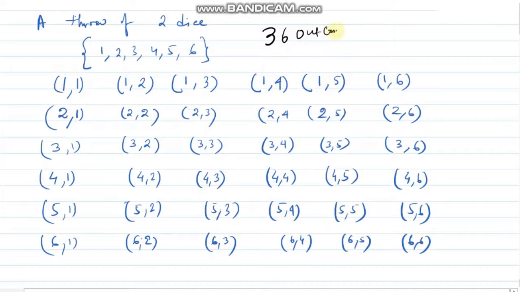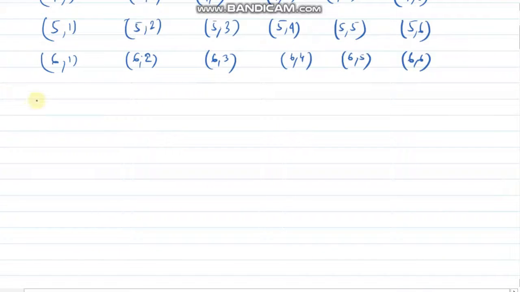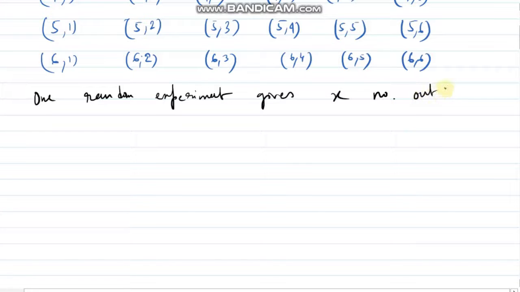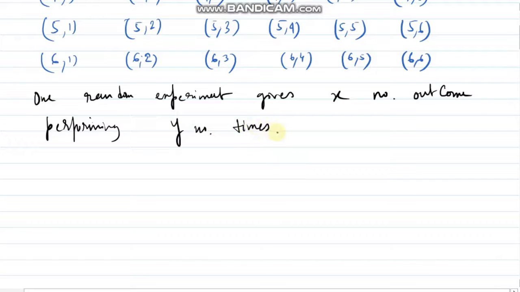So where do these 36 outcomes come from? Just note this down. If one random experiment gives X number of outcomes, then if I perform that random experiment Y number of times, my total number of outcomes will be X to the power Y. Like if I throw a die, I will get 6 outcomes. If I throw a die 2 times, or if I throw 2 dice at a time, it will be 6 to the power 2, that is 36 outcomes, right?